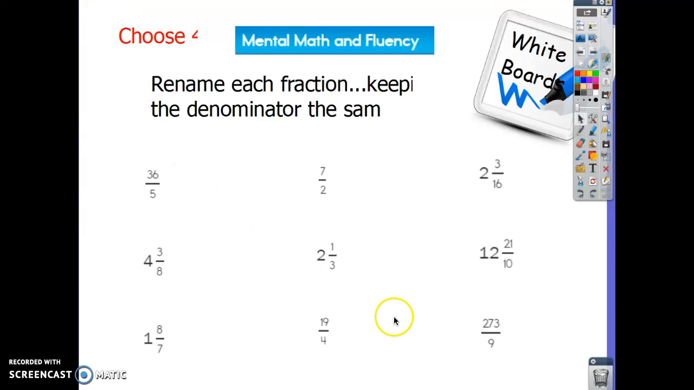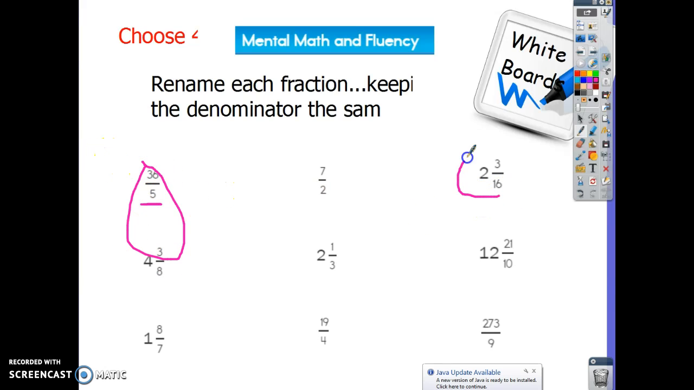Okay, in 5.3 here, we're going to do some mental math stuff, quick. Just renaming fractions and keeping the denominator the same. So one thing you've got to always check is whether it's a mixed number or an improper fraction. Like this one right here, improper fraction. This one right here, mixed number.